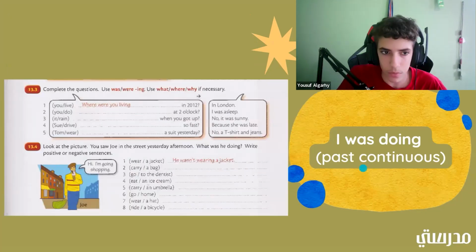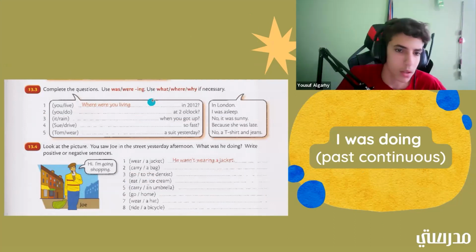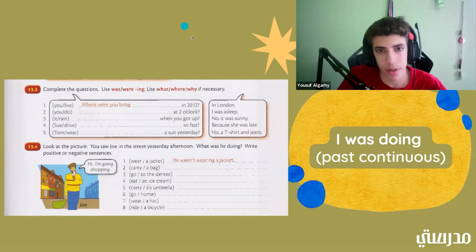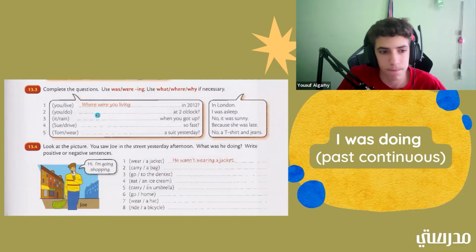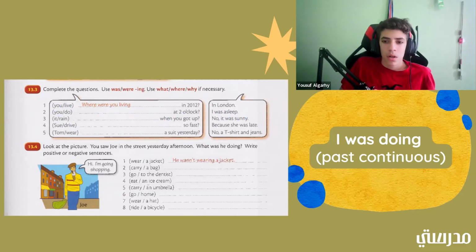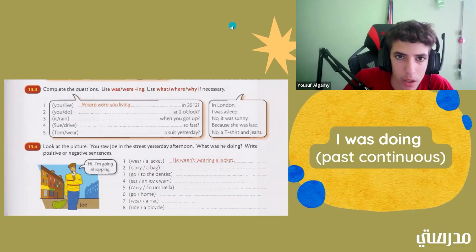All right, so complete the questions. Use was, were, ing. Use what, where, why, if necessary. So we have you live, and the example was where were you living in 2012? So if we have you do, and then we have at 2 o'clock, and the person says he was asleep, what would we write here? What were you doing at 2 o'clock? All right, good job.